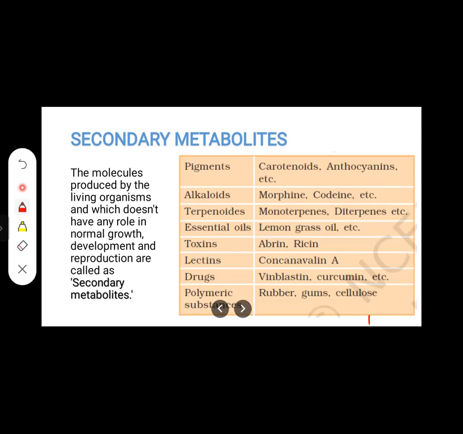Okay, so polymeric substances: rubber, gums and cellulose. Alkaloids: morphine and codeine. I am saying these randomly, like if you are focusing on the lecture, your eyes will quickly move to the different positions of the table on the screen. So try to remember these particular examples.